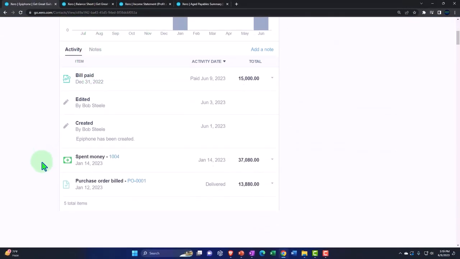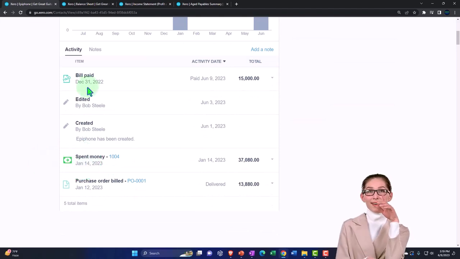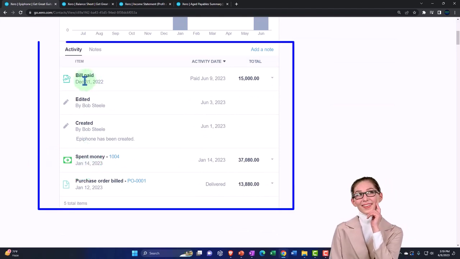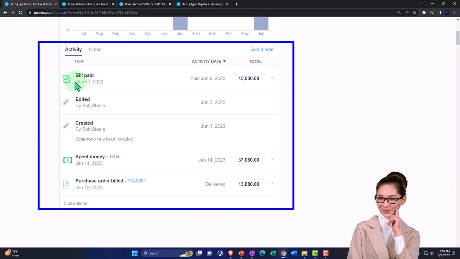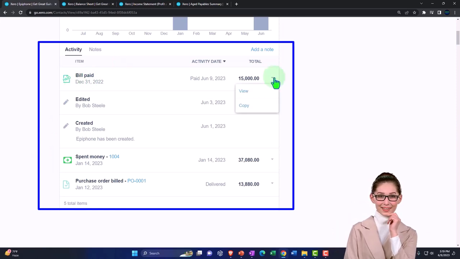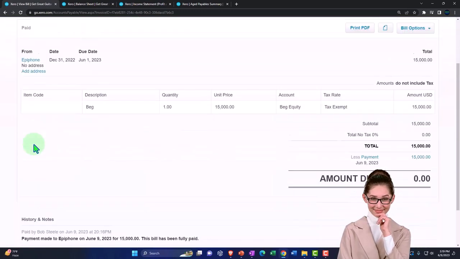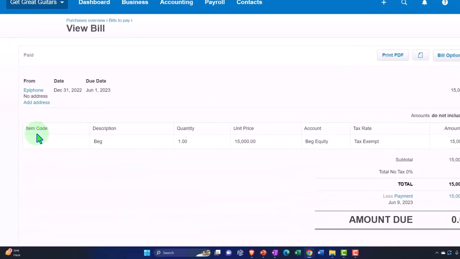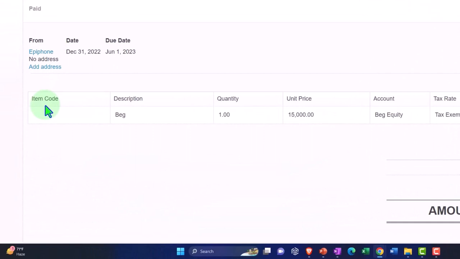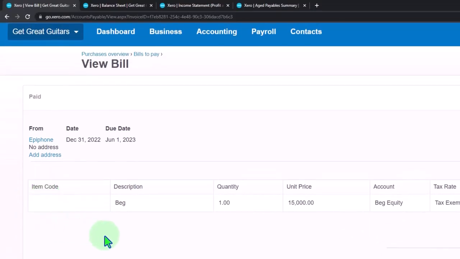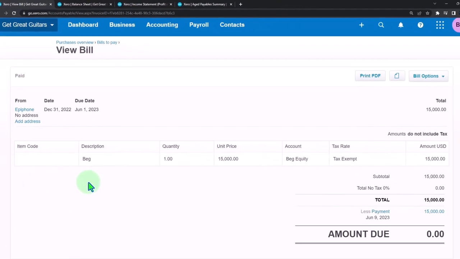And then scrolling down, so now we've got our bill up top. There's the one. It says it's paid because it's been paid. So again, if you want to view it, I can hit the drop down and view it. Which is nice that they put it all in one place here, because then you can see that it's been paid. And then if you go into the actual bill, you can see what was purchased. And here we put it in a beginning balance account. So we just put it directly into there.